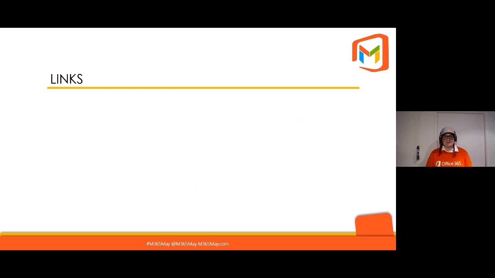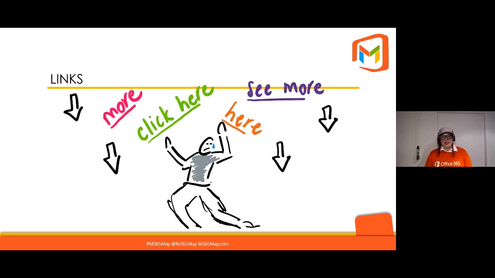And links. This is me under the weight of all of the times people have used click here and see more on websites. It's one of my pet hates. Minimize the use of links in your paragraphs. It's a really tempting thing to do, and you think you're doing the person who's reading your content a favour by putting lots and lots of links in there, but it actually makes it more difficult to scan read because you can't actually read the sentences.